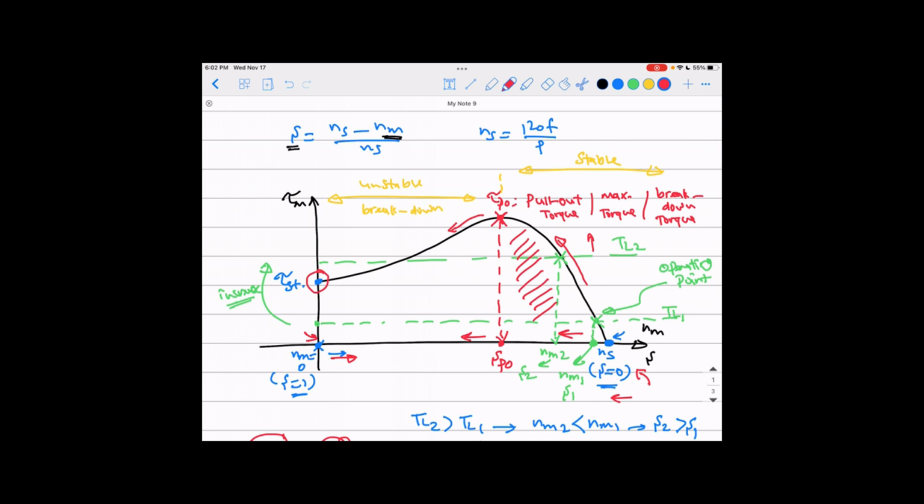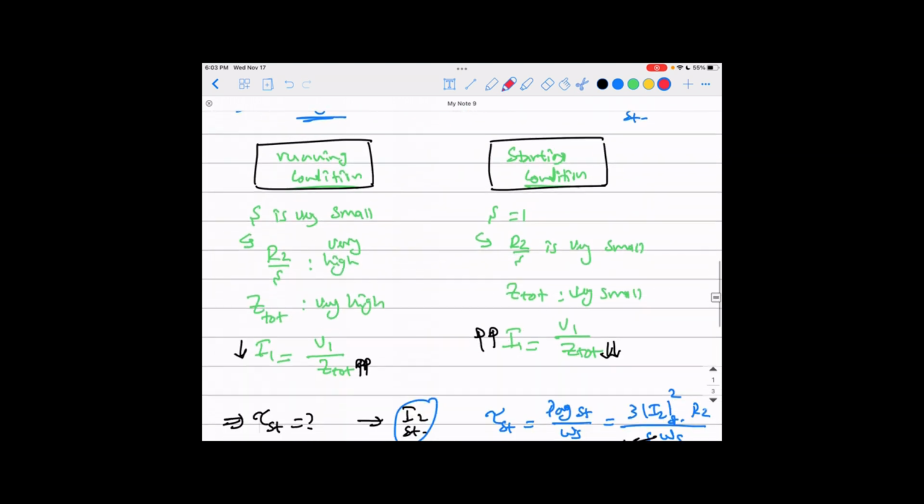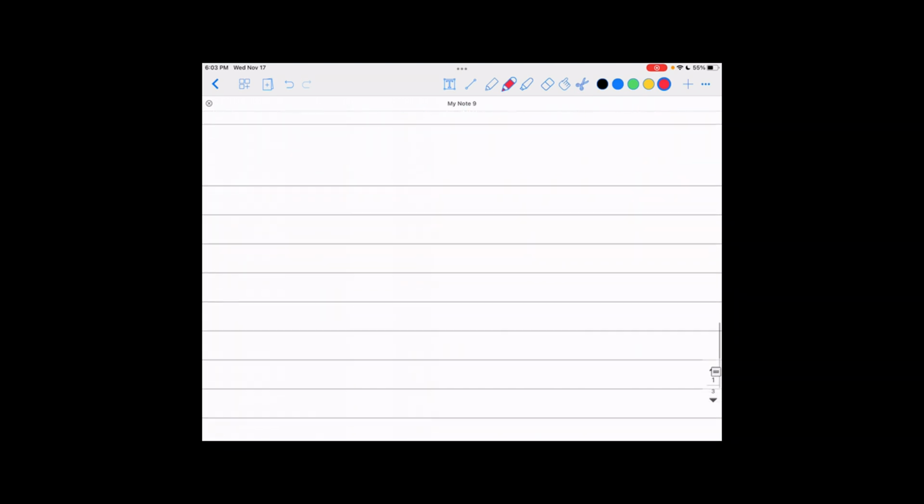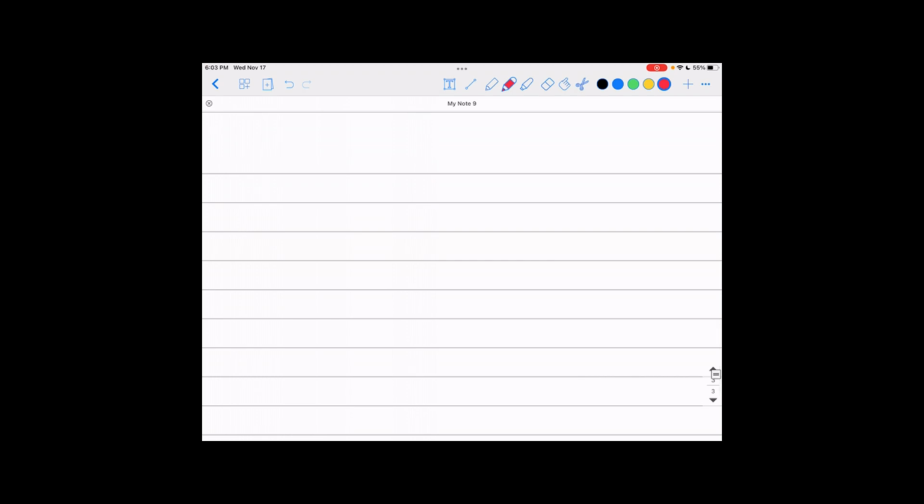But what about the very important pull-out torque? How actually to find this point? How to find the value for the pull-out torque and the corresponding slip at the pull-out torque? Okay, because that is the maximum slip you can hit. That is corresponding to the maximum torque you can hit before the machine starts breaking down. Okay, guys? That's very, very important to determine for any kind of machine, and that will be just our next thing.